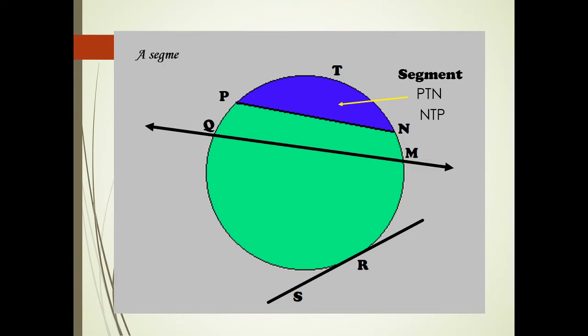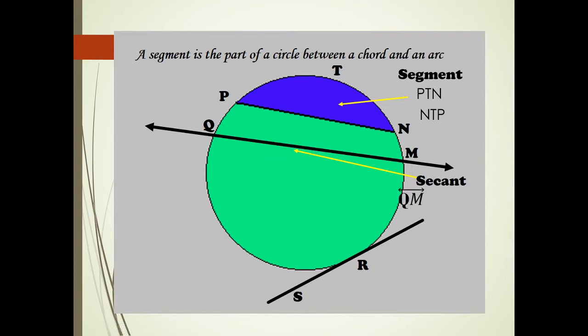And a segment is the part of a circle between a chord and an arc. Ayan. So, bali yan ay joined by a chord and an arc. Yung sector, joined by two radii and an arc. Diba? So, yun ang kaibahan ng segment sa sector. Okay, next, this one. Oh, we have now a line. And this is called a secant. And that is line called line QM or line MQ.